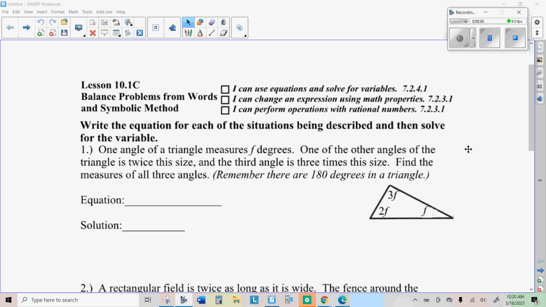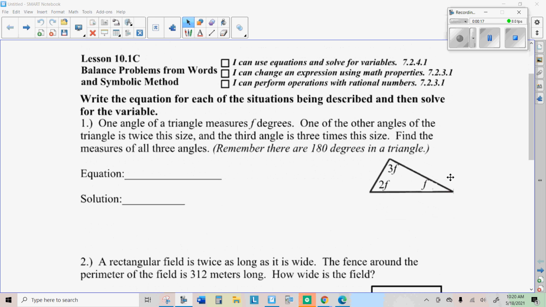It's Mr. Hermanson again. Hey, this lesson is going to be focused on coming up with the equation, and then once we have the equation, we're going to use one of our methods to solve it. All right, so what we're going to do is read the problem and try to come up with an equation that represents the problem.